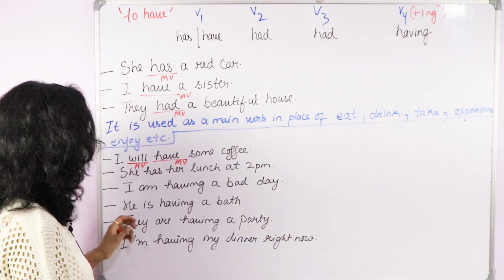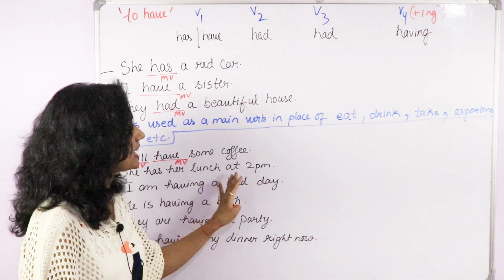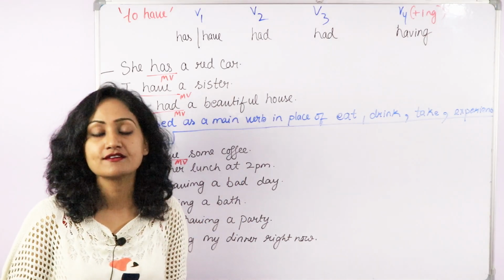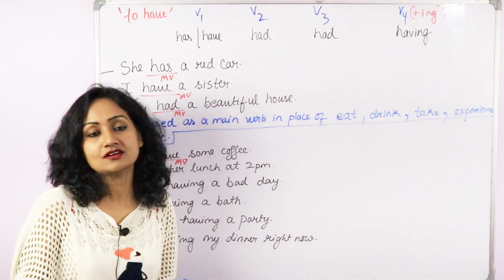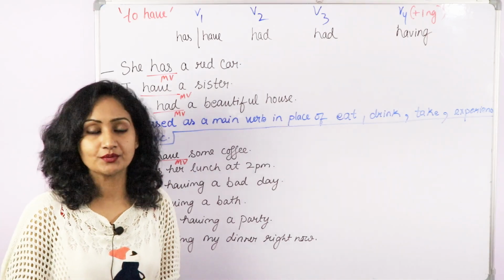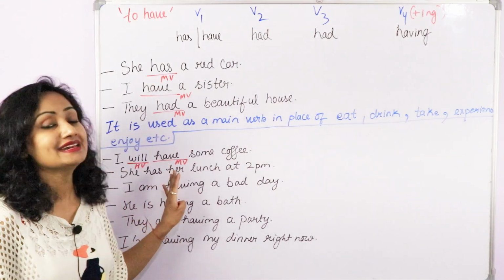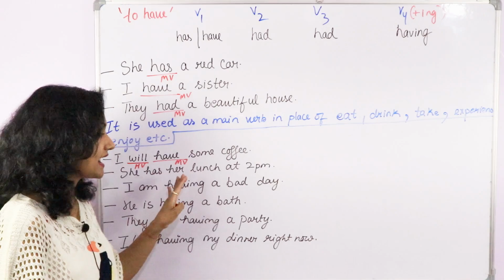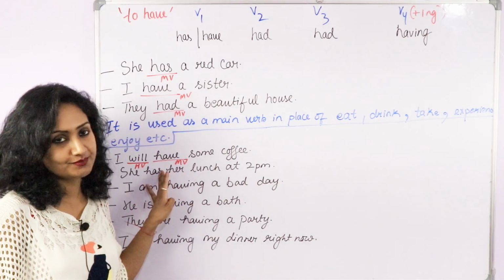Okay. Next is, she has her lunch at 2 p.m. What time does she have her lunch? She has her lunch at 2 p.m. Okay. So again, she eats her lunch. So here have means eat.